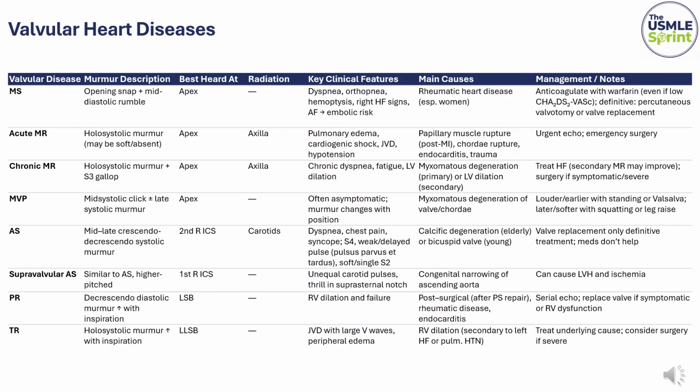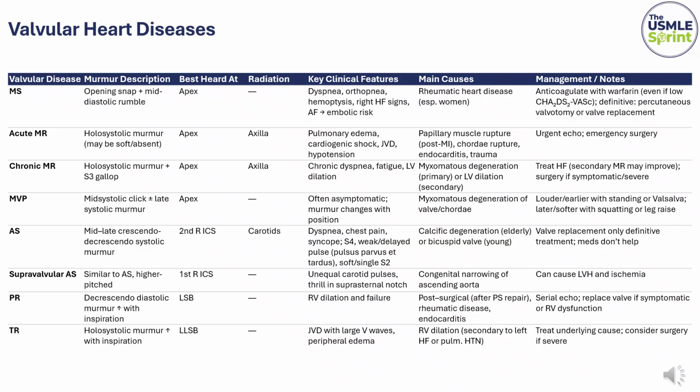Now, let's touch on chronic pulmonic regurgitation. It's usually iatrogenic, after correction of pulmonic stenosis, but can also happen with rheumatic disease or endocarditis. It causes a decrescendo diastolic murmur at the left sternal border that gets louder with inspiration. Over time, it leads to RV dilation and failure. Treatment is serial echocardiography and valve replacement when symptoms or RV dysfunction appear.